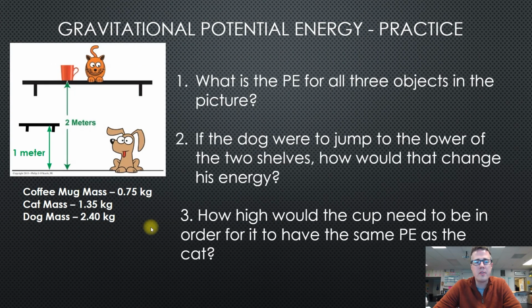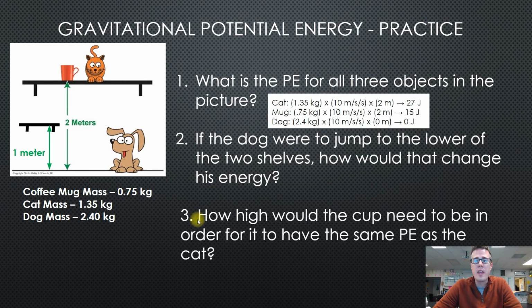Okay, let's go over some answers. So starting with number 1, the potential energy for all three objects. We're going to be multiplying the mass times gravity times the height of the three objects. And what we get are the cat has 27, the mug has 15, and the dog has 0 because he's just sitting on the floor. He doesn't have any height, and so he has no potential energy.